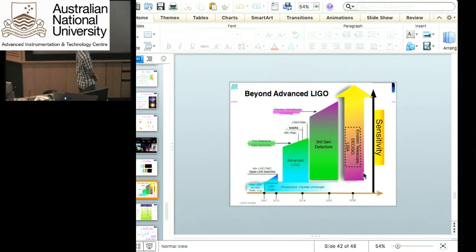There's more plans for the future. We are here in advanced LIGO, and we have a roadmap of 3rd generation detectors and beyond, and this includes space interferometers like LISA and DeCIGO.